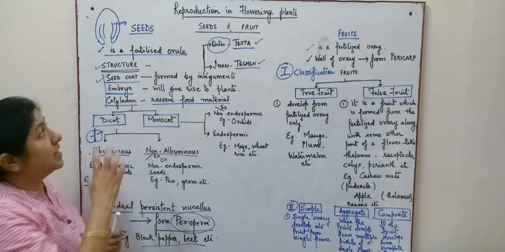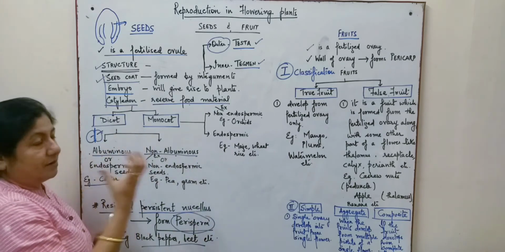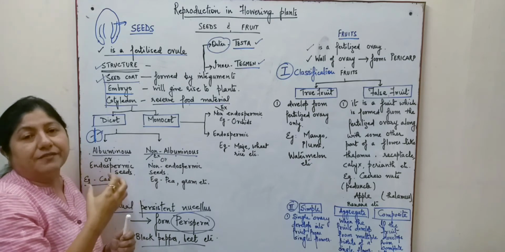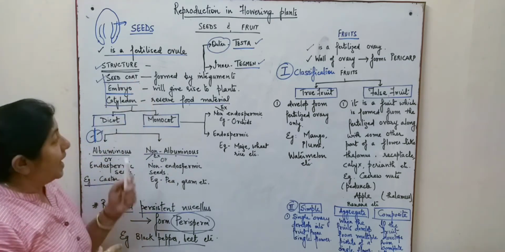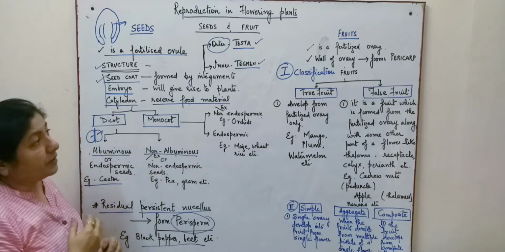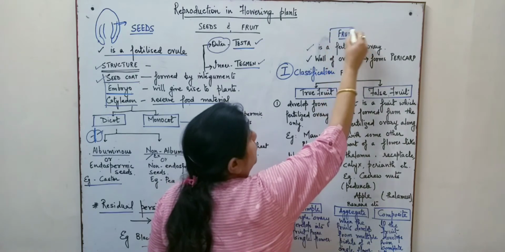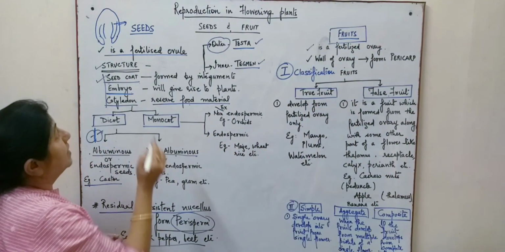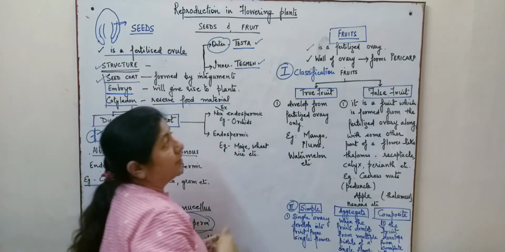So the seed has a structure which helps it to survive unfavorable conditions, that is, with the help of the seed coat and cotyledons. Now coming to the fruits. Fruits are a fertilized ovary. So when we say the seed is a fertilized ovule, the fruit is a fertilized ovary.